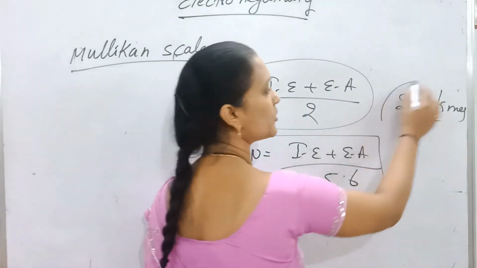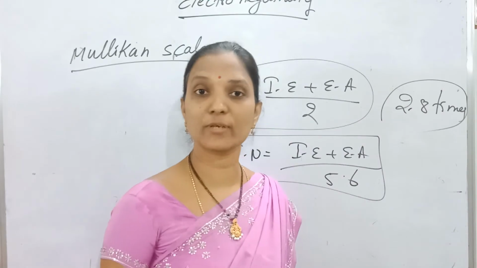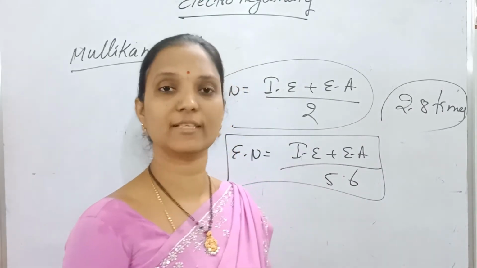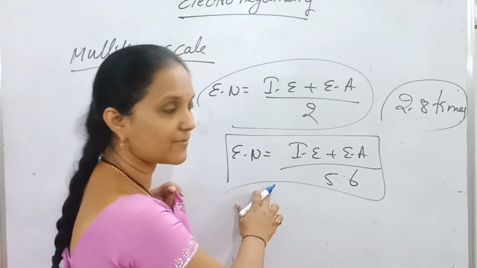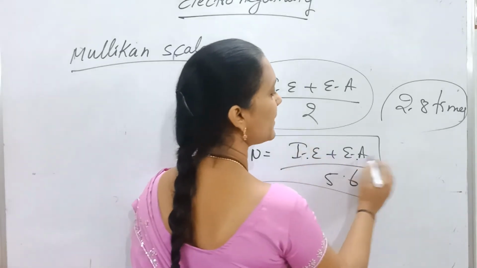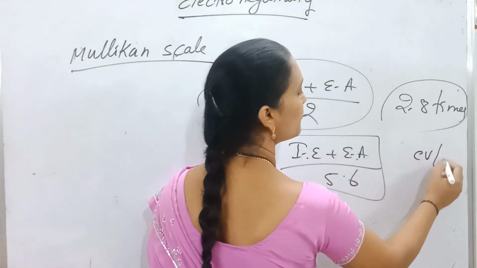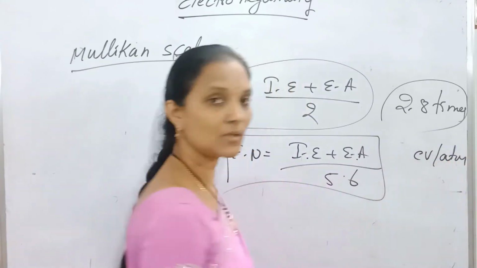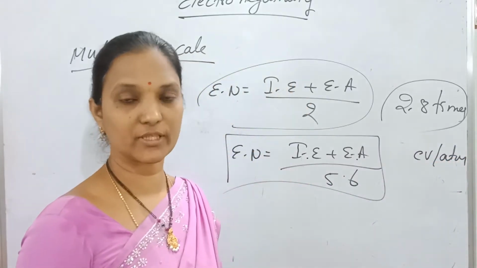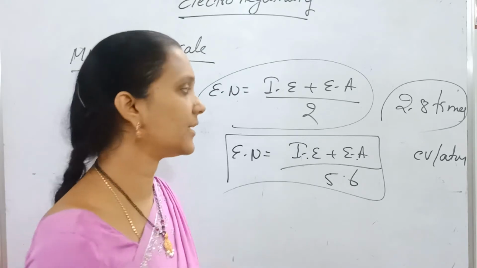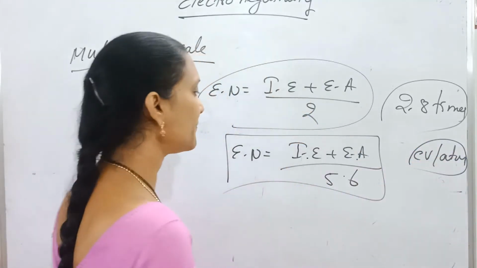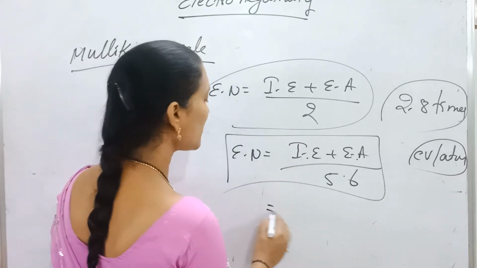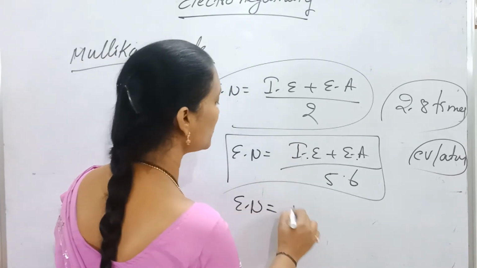This is also an important question: Mulliken scale values are how many times more than Pauling scale? Given answer is 2.8. When do we use this formula? When ionization enthalpy and electron affinity are given in electron volt per atom. I mean the units of ionization enthalpy and electron affinity, not the units of electronegativity. Both values are given in electron volt per atom. This is the formula.